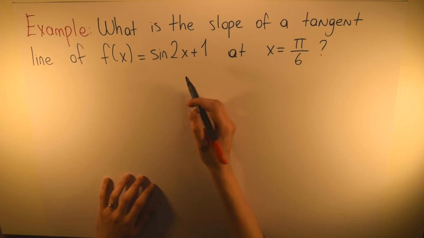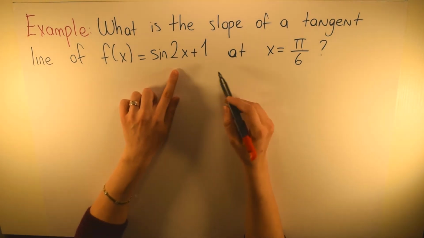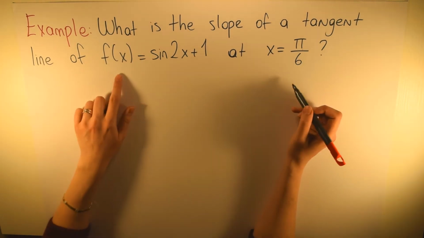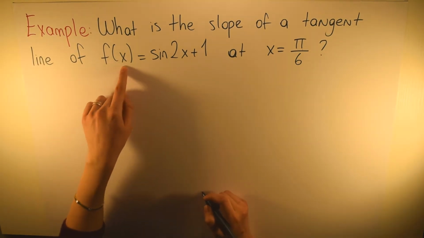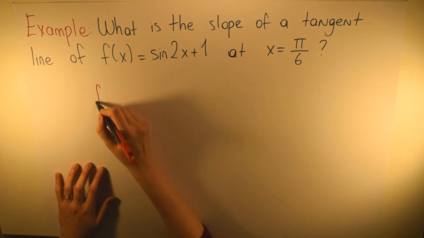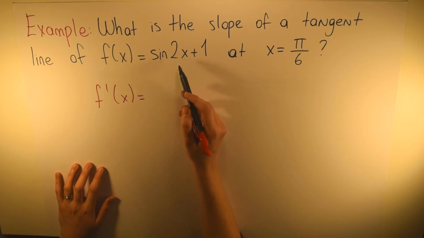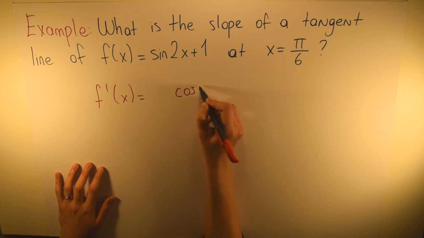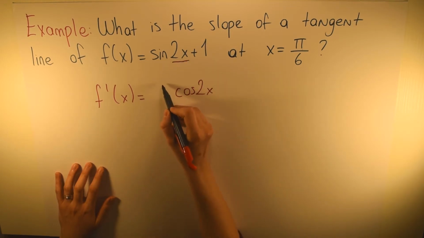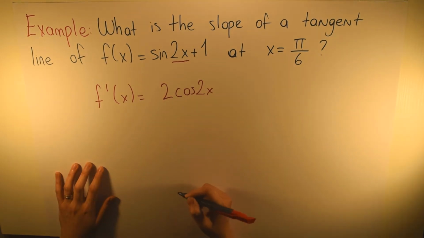In this example, we have: what is the slope of a tangent line of f of x is equal to sine 2x plus 1 at x is equal to pi over 6? We will do the same thing. We will take the derivative of f of x and then we will put pi over 6 instead of x. The derivative of sine is cosine, right? It's cosine 2x, and we also need to take the derivative of 2x, which is equal to 2. Since 1 is a constant, we don't need to take its derivative because it is equal to 0.